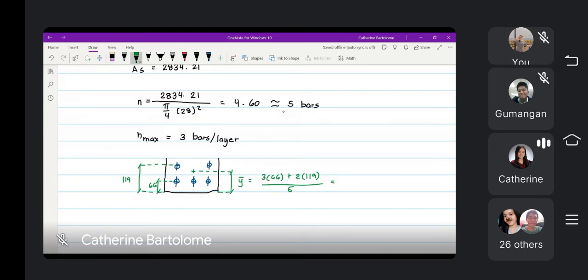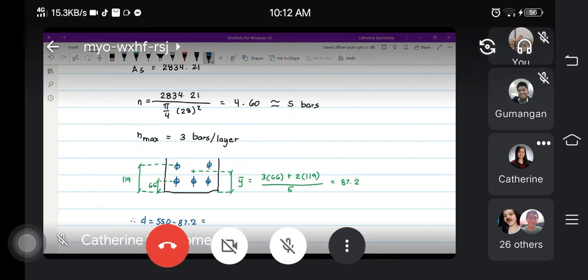87.2. 87.2. Okay, so from that, the new value of your d is equal to 550 minus 87.2. Ilan to? 462.8 po.